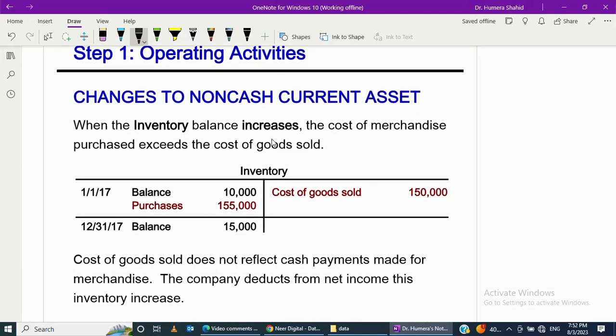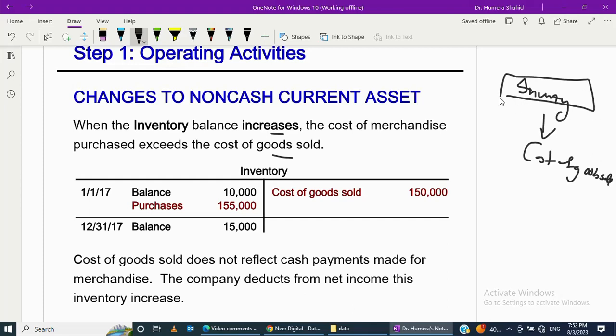When the inventory balance increases, the cost of merchandise purchased exceeds the cost of goods sold. See, if you purchase the inventory and you sell it, you will get cost of goods sold. Right? So it means that whatever money you paid for inventory, that was transferred to the cost of goods sold, which is an expense. But what if you have ending inventory increase? It means that all the inventory is not sold out. So you paid for inventory not only for the one which is sold out, but also for the additional inventory which is in your ending balance.